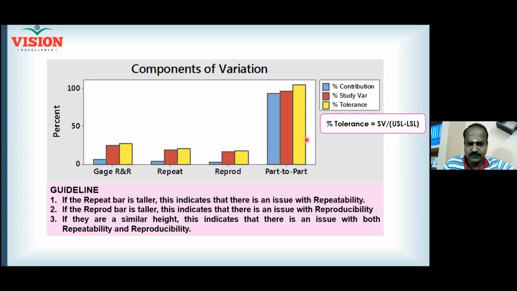So the blue bar is of no use to us as of now. The blue bar is of no use. Better consider only either the red or the yellow. And when to use red and when to use yellow? If you place the denominator as customer tolerance, then you can use yellow.